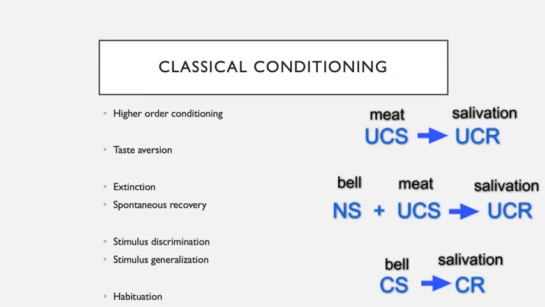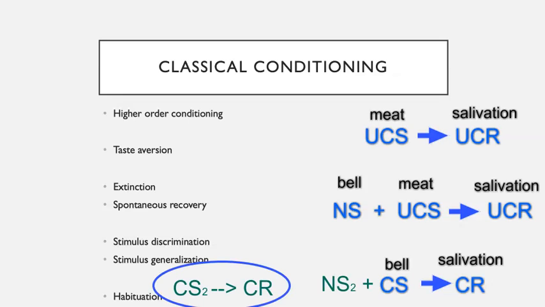And let's get into some other fancy definitions here. One is higher order conditioning. Higher order conditioning is when you pair a new neutral stimulus with a conditioned stimulus. So for example, it will look like this. What you do is you present a new neutral stimulus before the conditioned stimulus. It doesn't come right before the unconditioned stimulus.